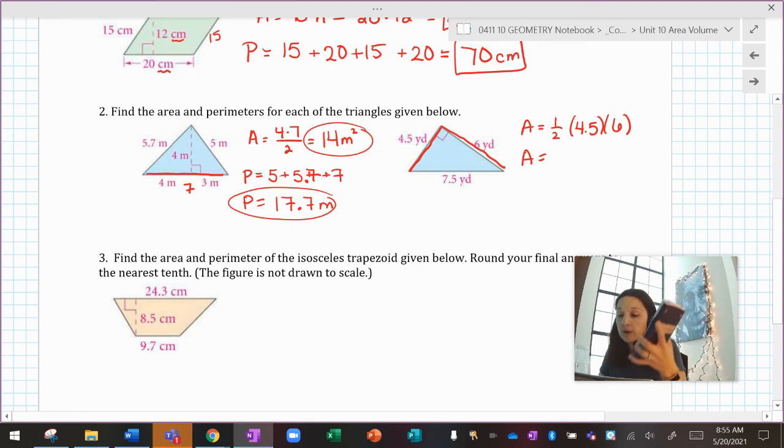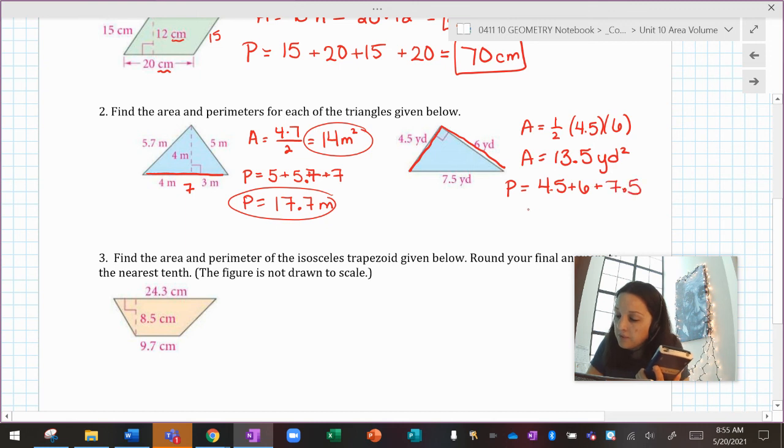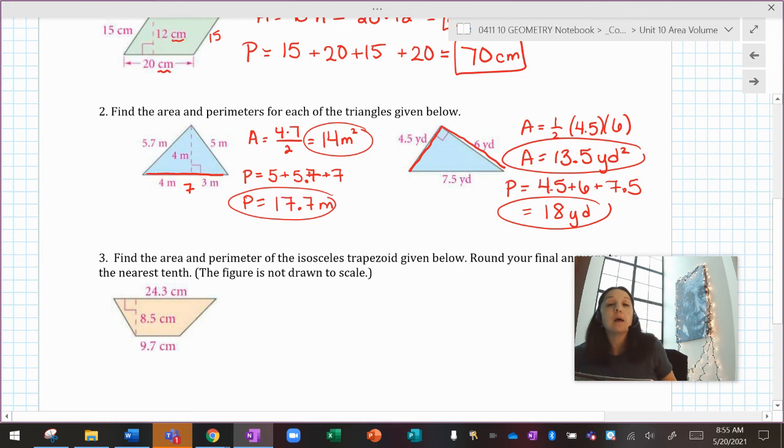Now, you should have a calculator nearby, or maybe have Desmos open or your phone open. As you do these problems, you are definitely going to need a calculator for some of them. In this case, I'm getting 13.5 square yards. And then if I want the perimeter, I just add everything together. 4.5 plus 6 is 10.5. Plus 7.5 is 18 yards. And now you have your triangle areas.